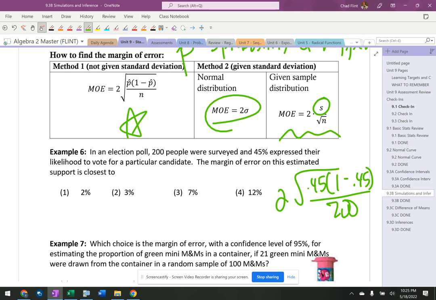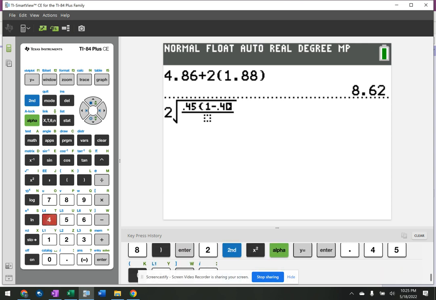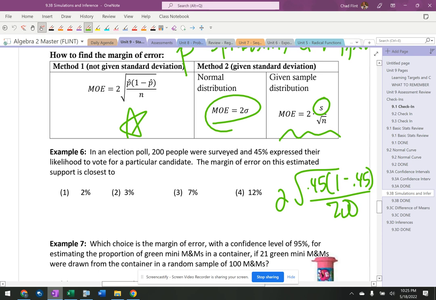I'm just going to put that whole thing in my calculator. So 2 square root of 0.45, 1 minus 0.45 over 200. All right, so 0.07 is going to be the standard deviation, or the margin of error. So 7%. And like I said, again, this is do you know that equation? I'm sure we talked about it. If not, I apologize for that. We should have. But I'm sure we did talk about it, and it's just one of those things. Do you know it? It's very silly they don't give it to you, but that's how the Regents exam works.